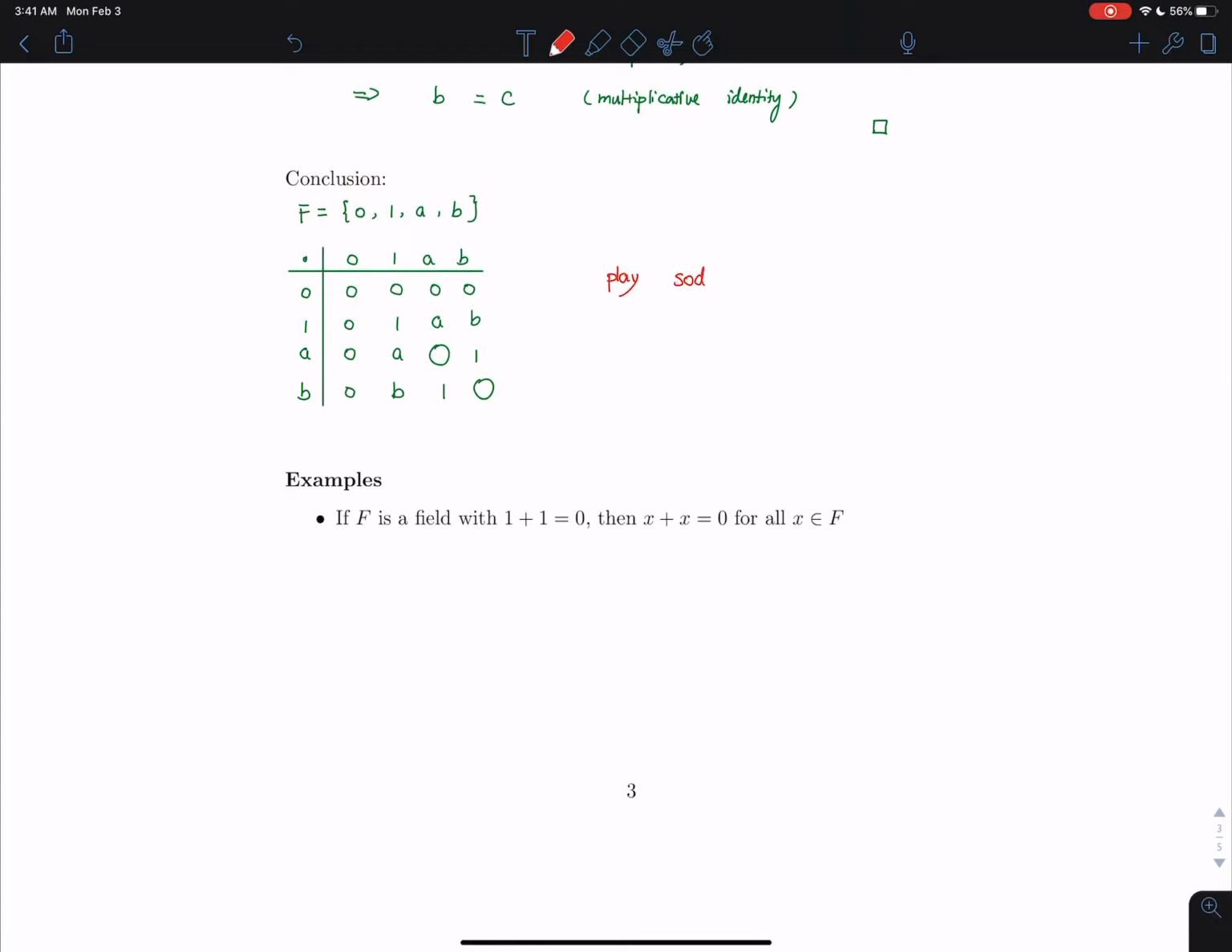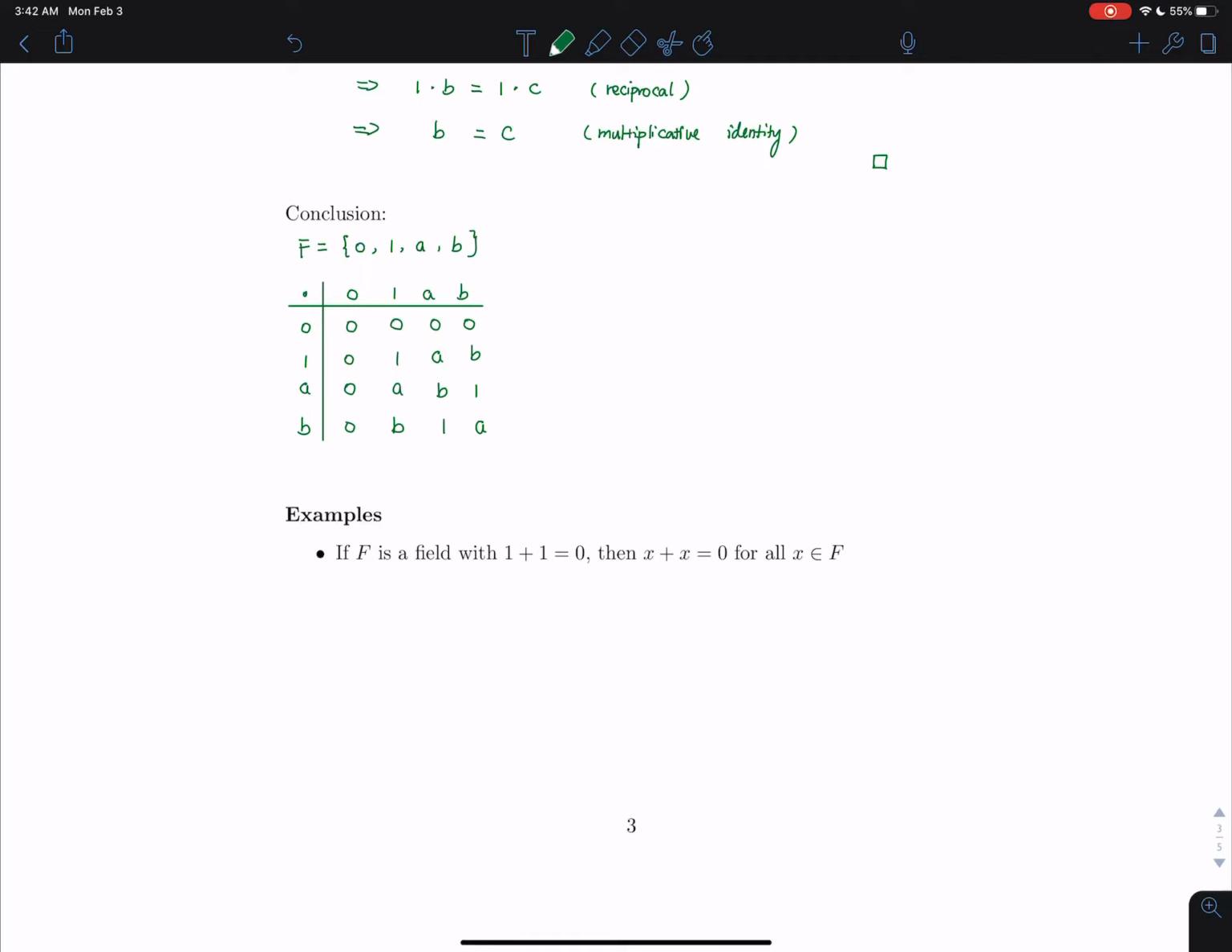So, for this row we have 0, A, and 1. Nothing can be repeated, so you cannot put 0 here, not A here, not 1 here. The only thing left is B. So this will be B. And here, the only thing that can fit is A. So that is our multiplication table for 4 elements filled.